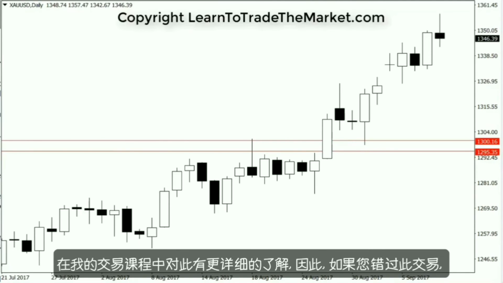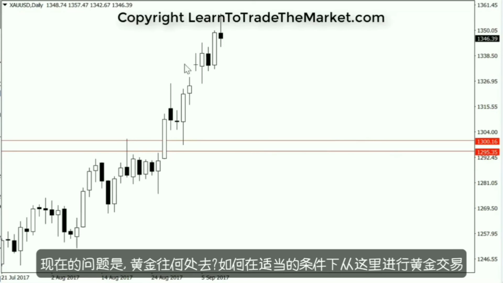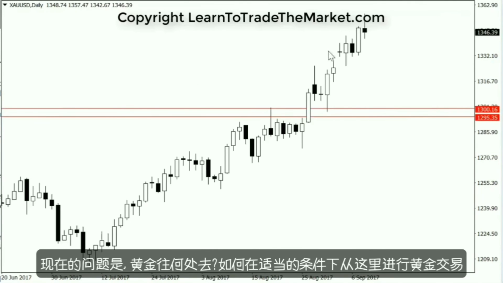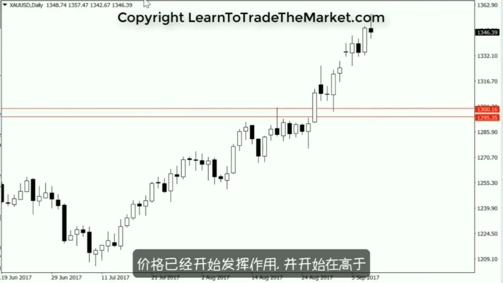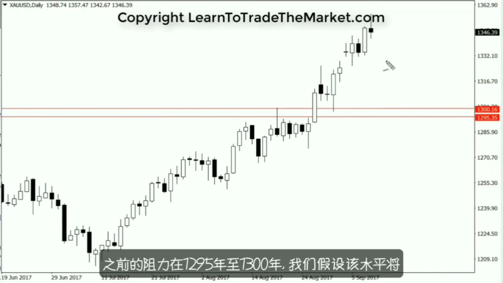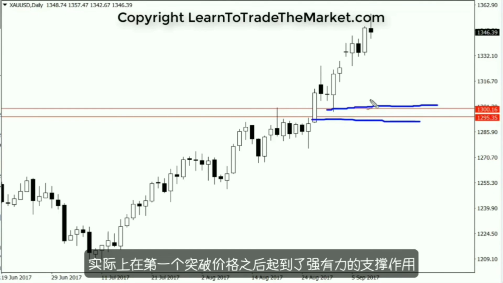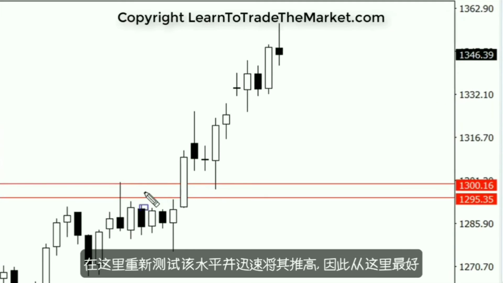So if you missed this trade, the question now is, where is gold headed and how can we trade it from here? Well, given that price has shown its hand and started trending strongly above the previous resistance at 1295 to 1300, we would assume that this level is going to act as a strong support. In fact, after the first breakout, prices actually retested that level here and quickly pushed higher.